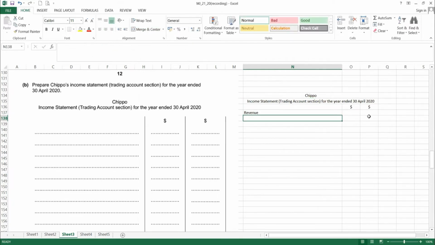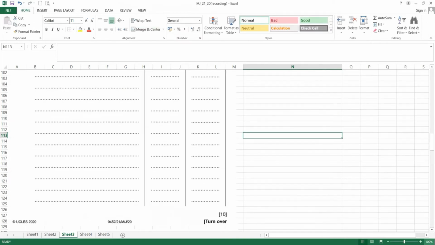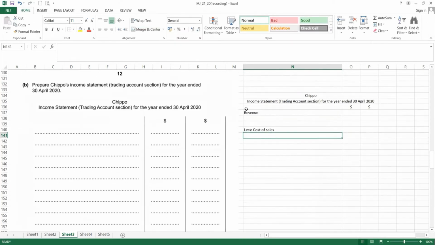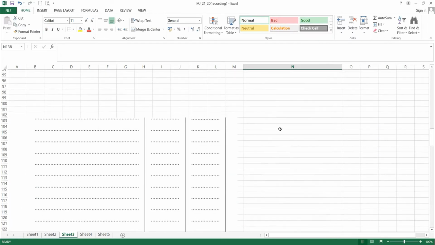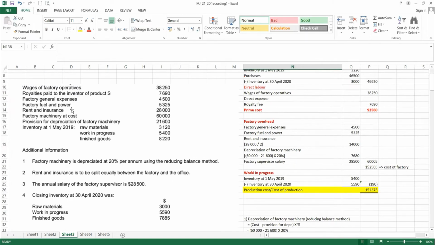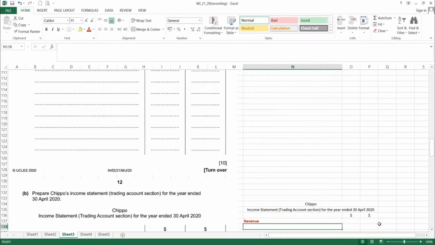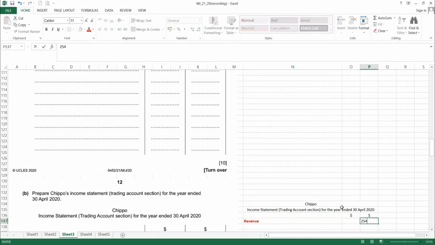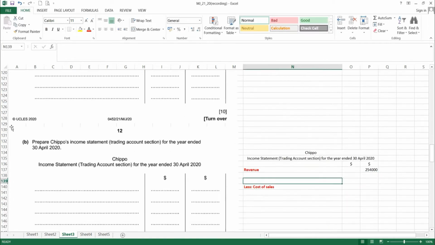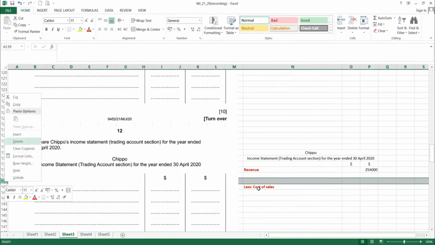Start with the revenue and then less cost of sales. Okay, this is two sections. Revenue, one section. Cost of sales, one section. So what is the revenue that we have in this question? We go to see the information. Revenue is 254,000. This one, they put revenue, so we just take the 254,000. Okay, so now next is the cost of sales.